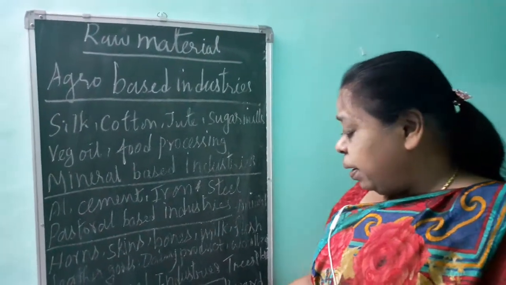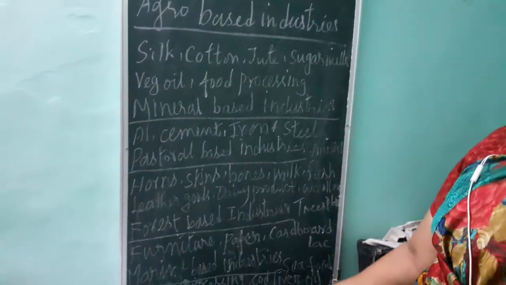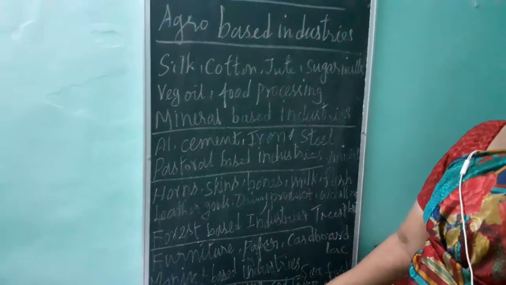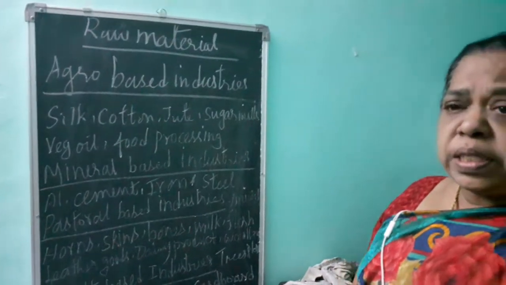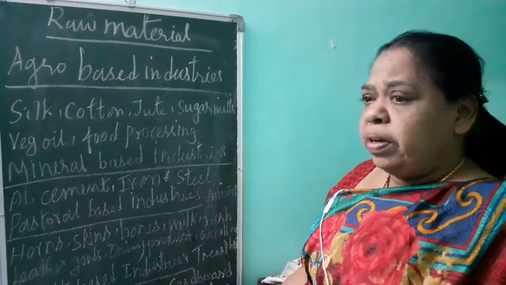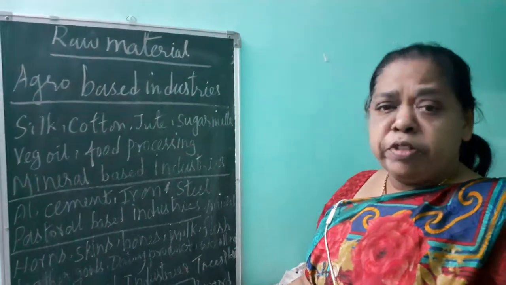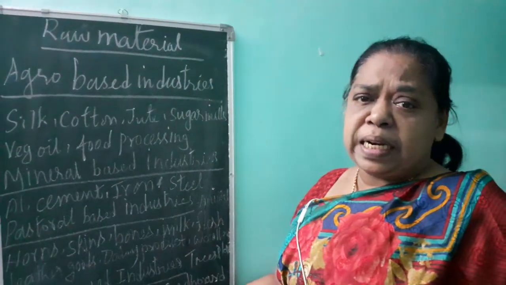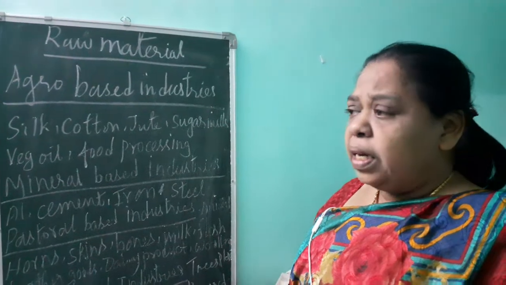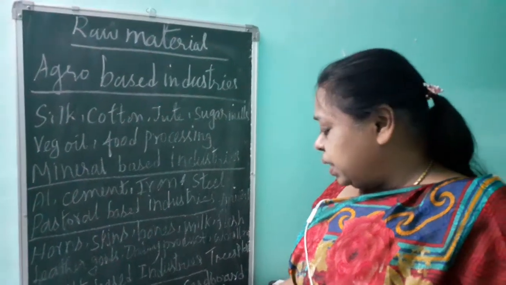The last one is the marine-based industry. From the seas and the oceans we will get a lot of fishes and marine products. We use these marine products for this industry, that is seafoods. Seafoods are processed and they are selling the food. It is called a marine-based industry.